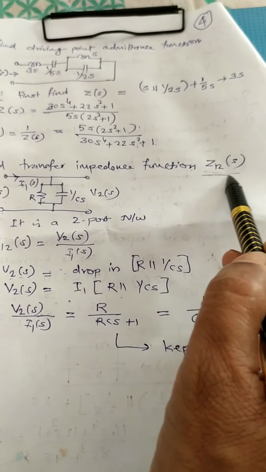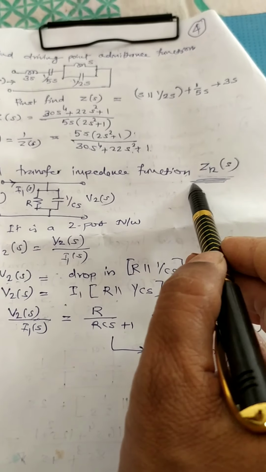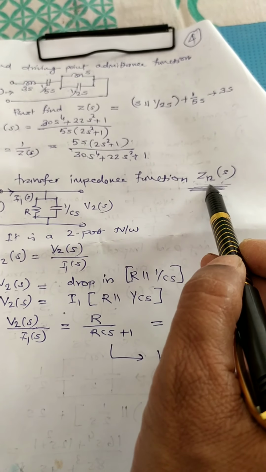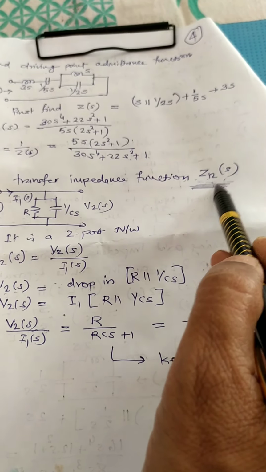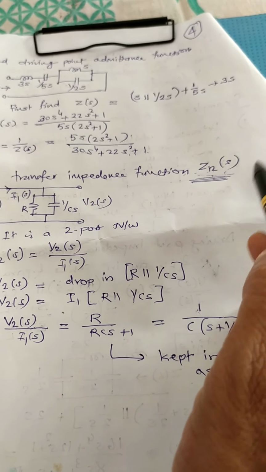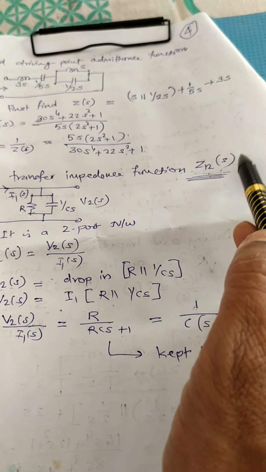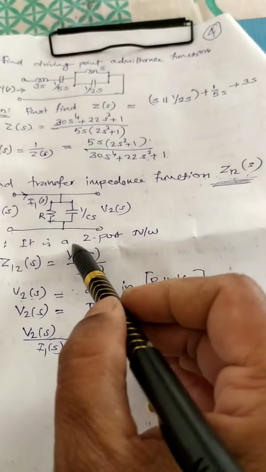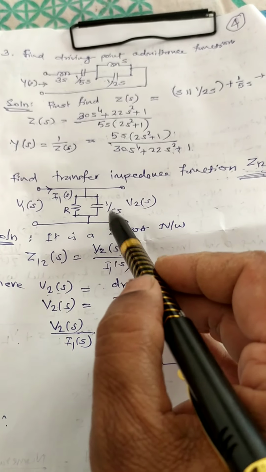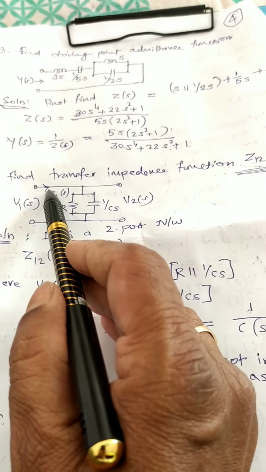There are two possibilities, Z12 and Z21. They are asking you to calculate only one, Z12. What is Z12? That is V by I. V is the output. The numerator always considers the output, so V2 by I1. So this V2 is marked here. V2 is the voltage across 1 by Cs, and I1 is marked here.